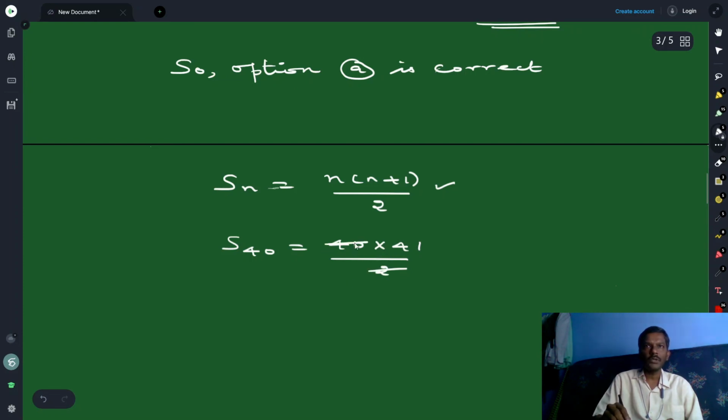You can cancel out the 2 and the 40, so you will get 20. So 20 into 41 is 820. This is how you can find the sum.